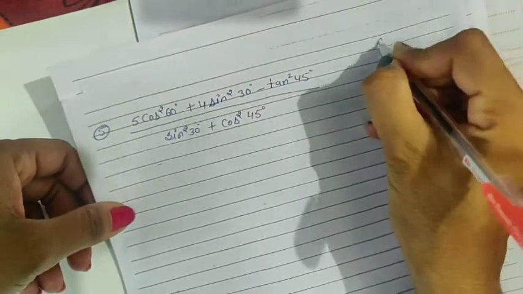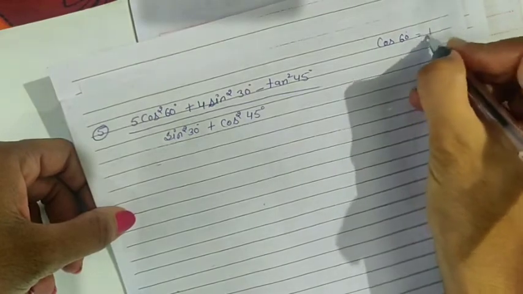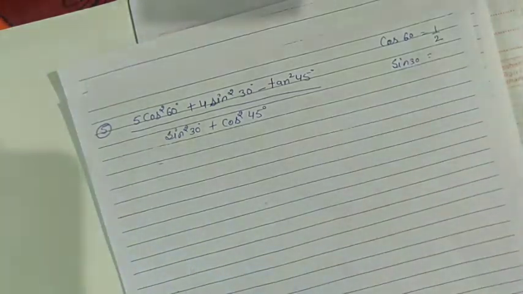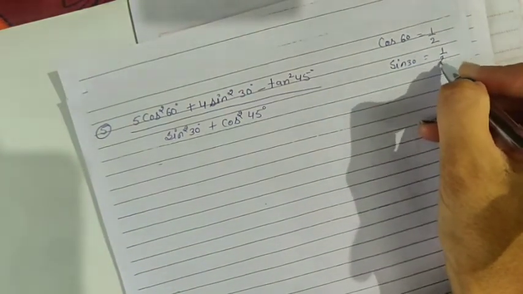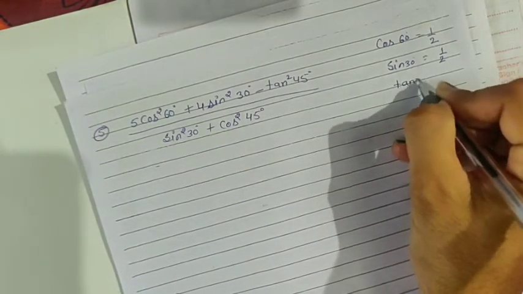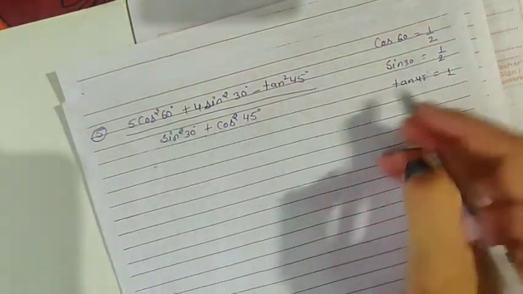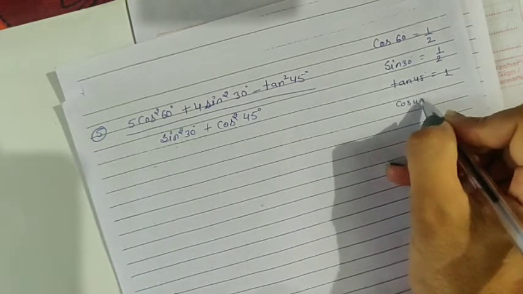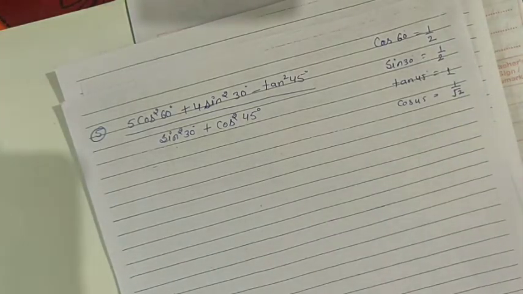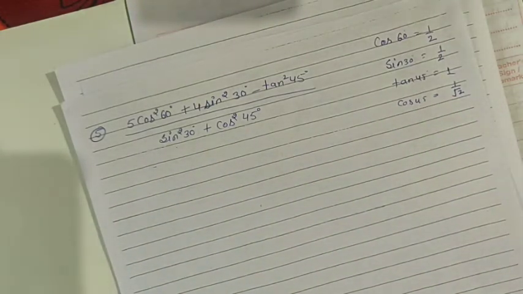So firstly, what is the value of cos 60? Value of cos 60 is 1 by 2. And now value of sin 30. Since we know that sin 30 is equals to cos 60, so value of sin 30 is equals to 1 by 2. Now value of tan 45, that is equals to 1, and value of cos 45 is equals to 1 upon square root 2. Okay, so these are the values. Now we will put these values in this question and we get our answer.